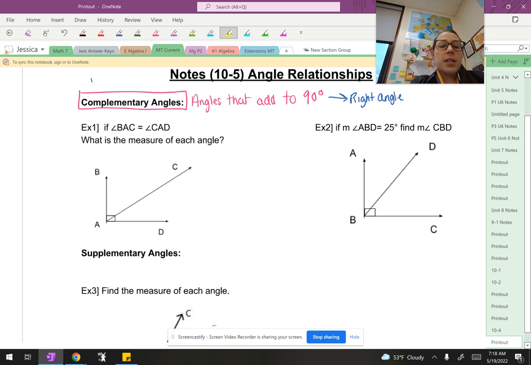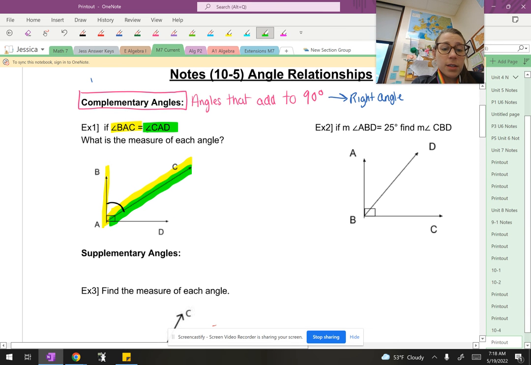So example 1 says, if angle BAC, remember that's the symbol for angle here, so that's that angle, you would see that marked with a line like that, is equal to angle CAD, which would be that angle. We don't need two of them.